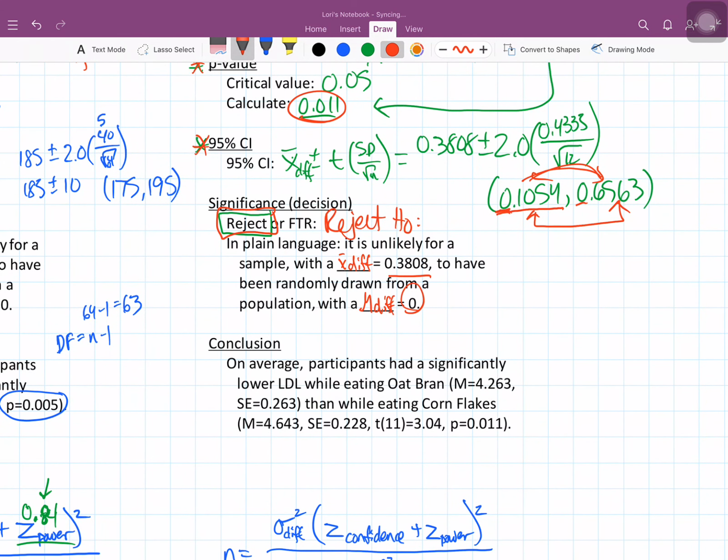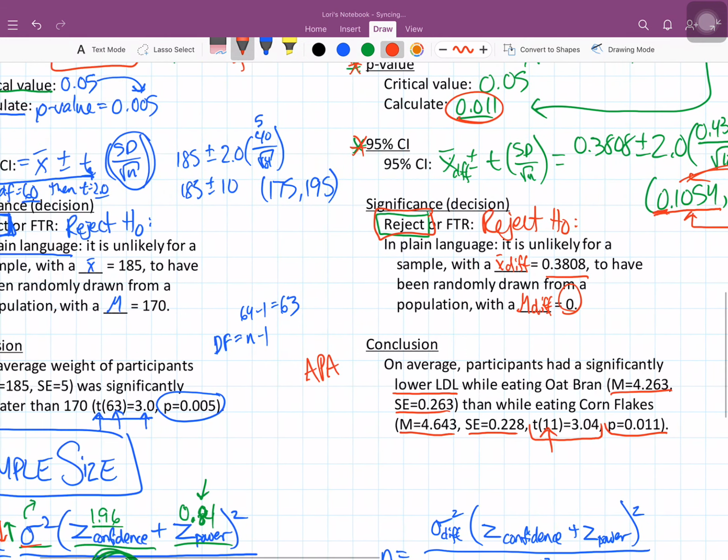If we were to write a conclusion, remember these are kind of like an APA format of the conclusion. On average, participants had a significantly lower LDL while eating oat bran, and here's my mean and standard error of the oat bran measurement, than while eating cornflakes, and here's my mean and standard error for cornflakes. Here we have the t-value with 11 degrees of freedom. Remember, degrees of freedom is n minus 1, and then the p-value that goes with that is 0.011. So that's how we would go through a paired samples t-test.